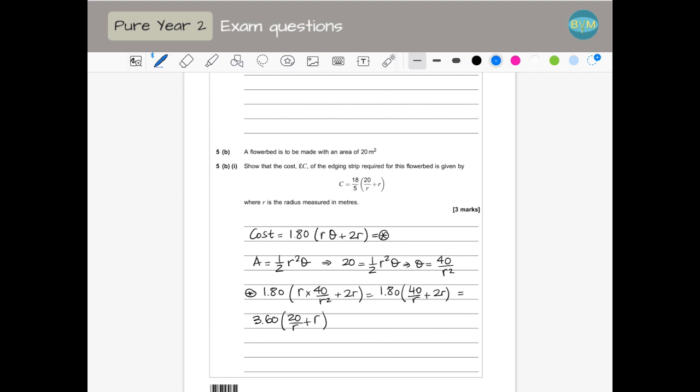If you think of a fraction, if we have 3.60 and we want to write it as a fraction, it's 36/10, and when we simplify, it's just 18/5. So 3.60 is the same as 18/5. So this is the expression that we want: 18/5 times 20 divided by r plus r. And it comes from the perimeter formula, and then substituting the angle in terms of r. So that's the expression.